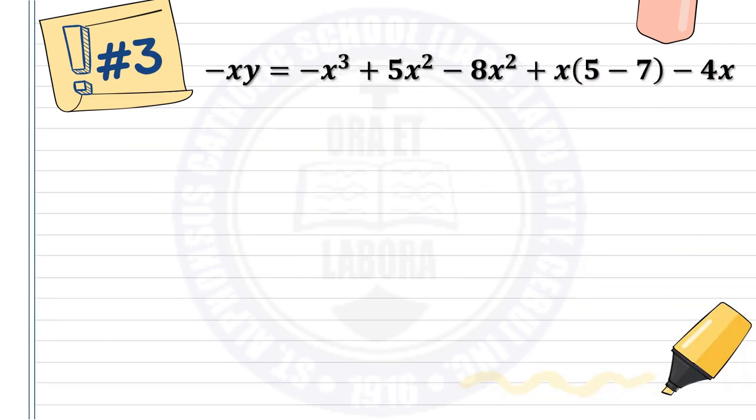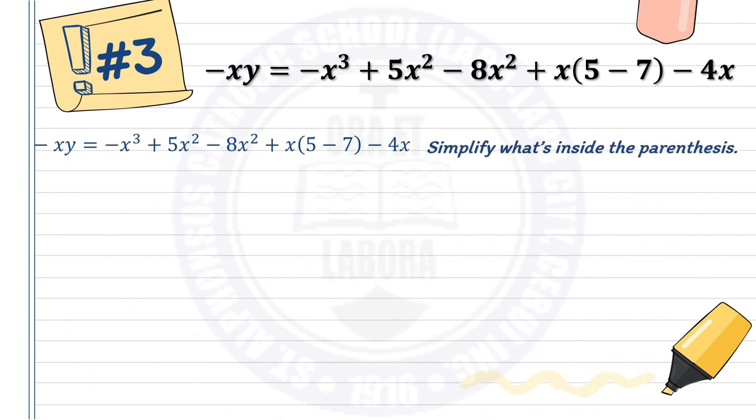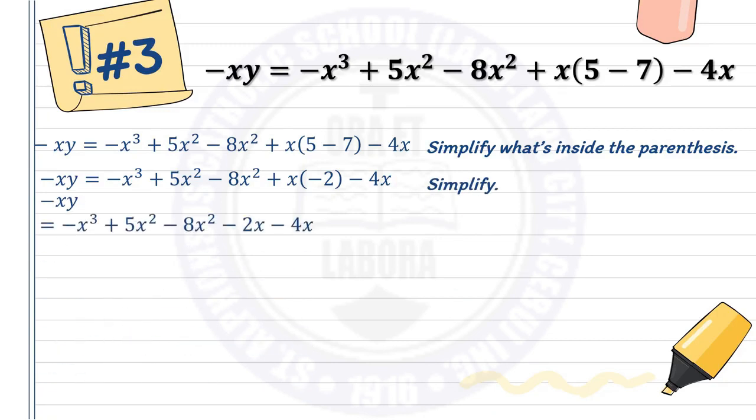Number 3. Negative xy equals negative x cubed plus 5x squared minus 8x squared plus x times quantity 5 minus 7 minus 4x. That's the given. First, you need to simplify what's inside the parentheses. 5 minus 7 is negative 2. Next, simplify by multiplying negative 2 with x. So you arrive with negative 2x.